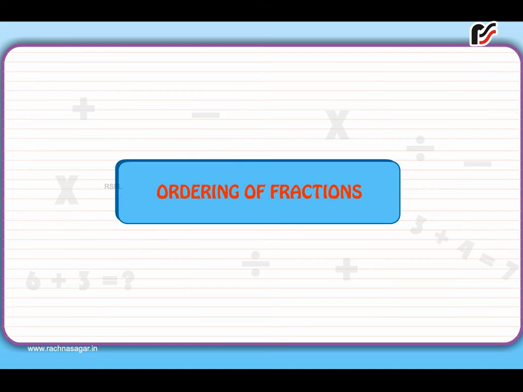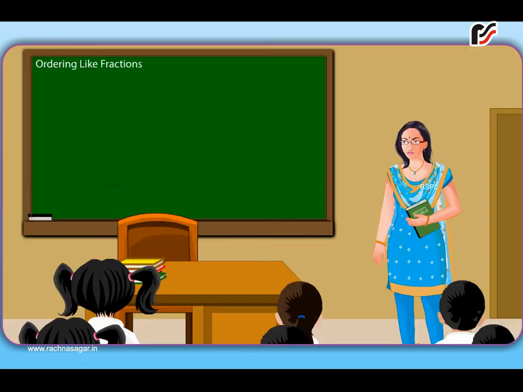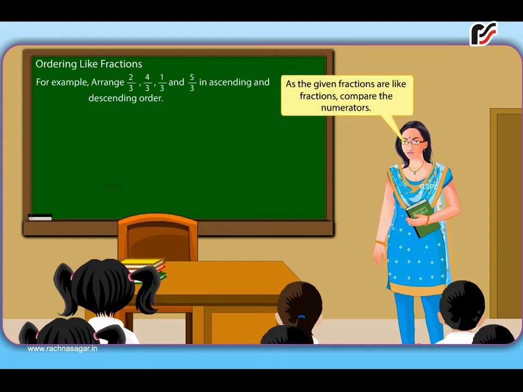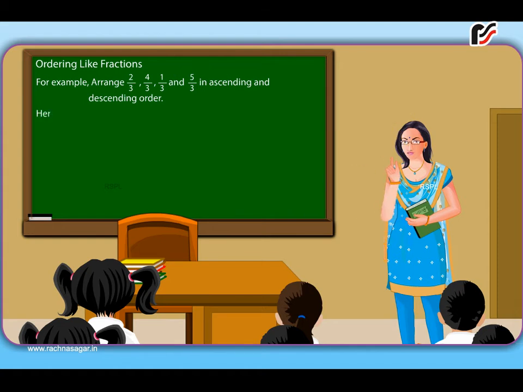Ordering of fractions. Ordering like fractions. For example, arrange 2 by 3, 4 by 3, 1 by 3 and 5 by 3 in ascending and descending order. As the given fractions are like fractions, compare the numerators. The numerators are 2, 4, 1 and 5 respectively, and 1 is smaller than 2, which is smaller than 4, which is smaller than 5.